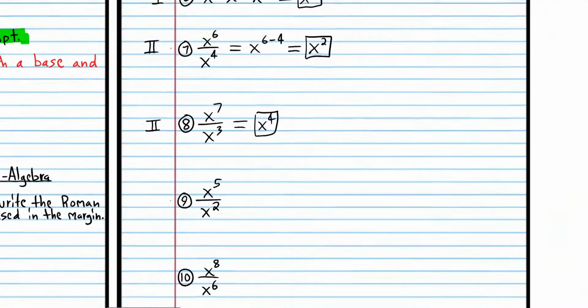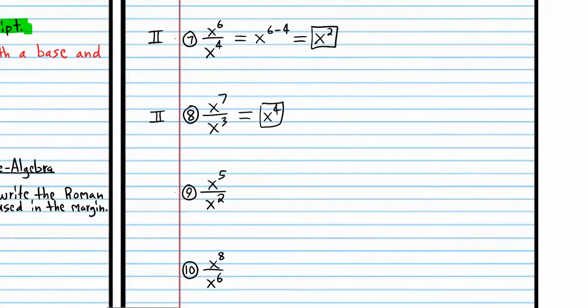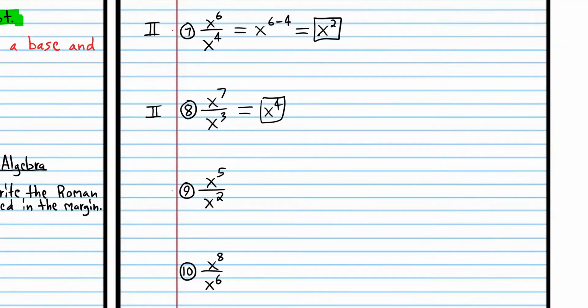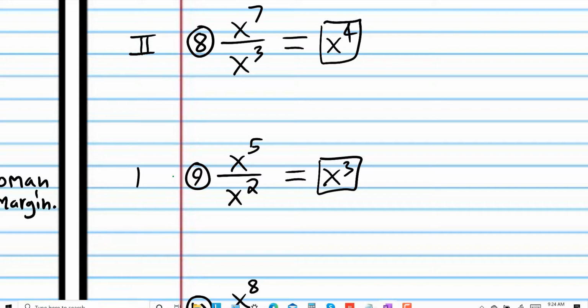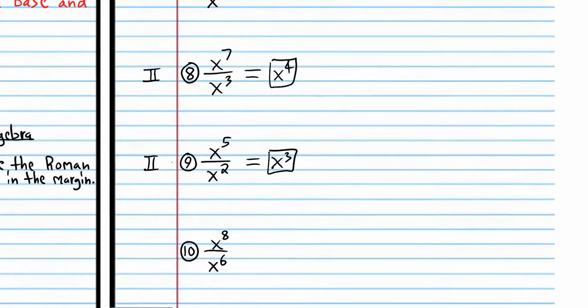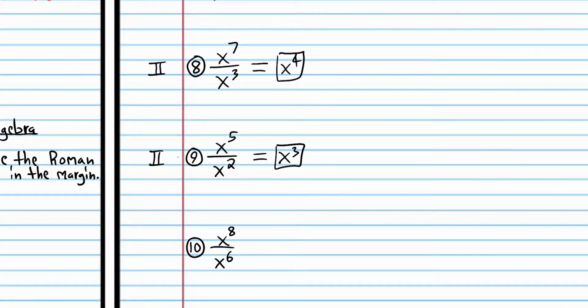And so I want you to try number 9. Again, you're just subtracting the powers. And when you come back, we'll do it together. All right, we're back. 5 minus 2 is 3, so that would be x to the 3rd power. And that is rule number 2. So if you got that answer, good job. Try number 10, and when you come back, we'll do it together.